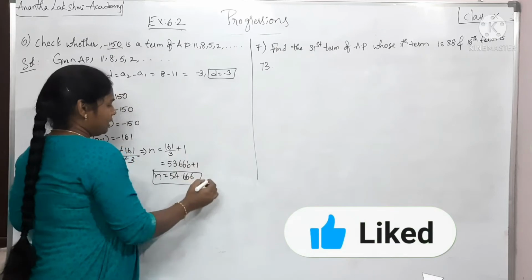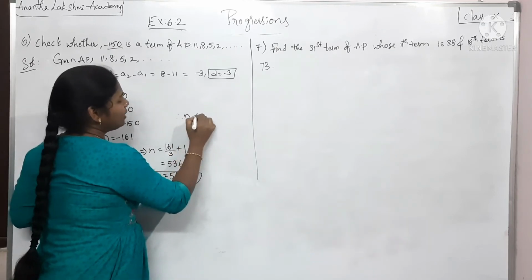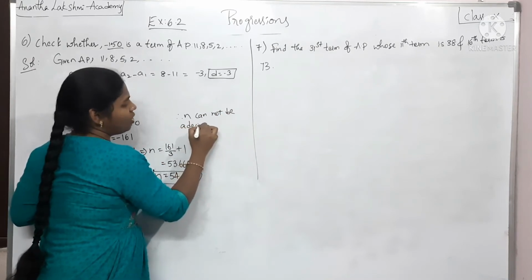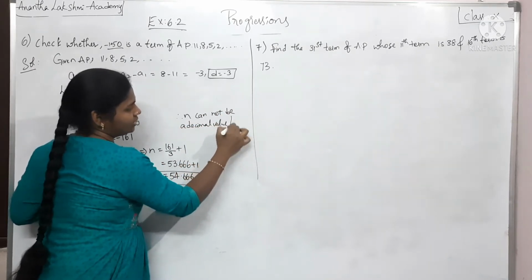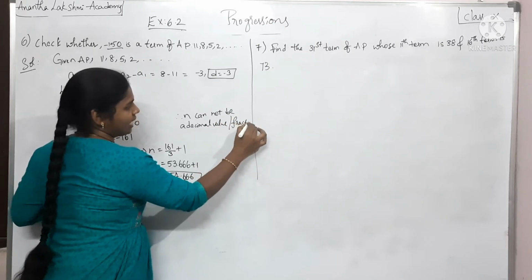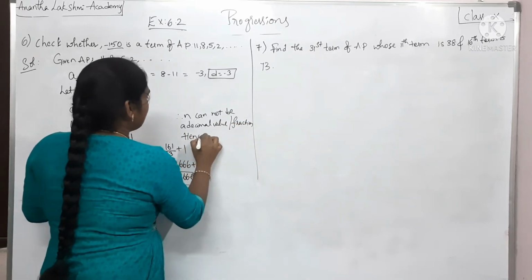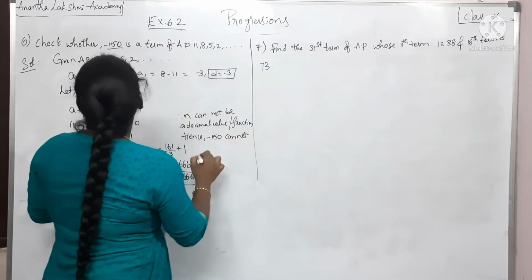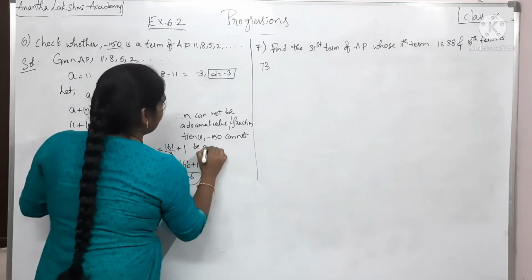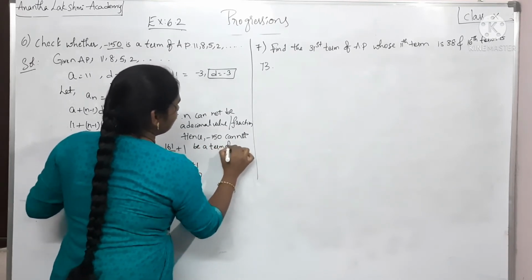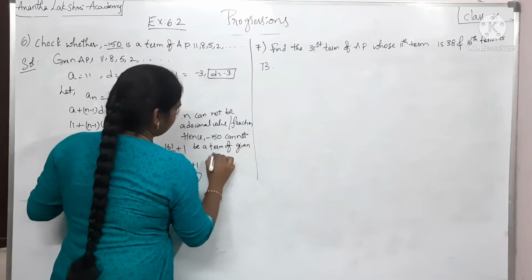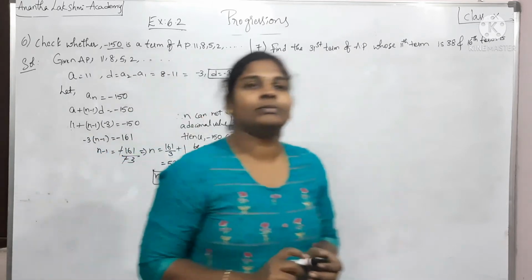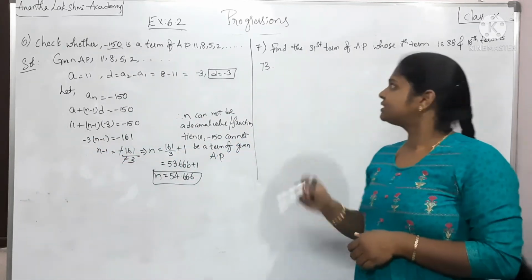So here, therefore, n cannot be a decimal value or fraction. Hence, minus 150 cannot be a term of the given AP. Alright, that's about problem number 6. Let's look at the next problem, problem number 7.